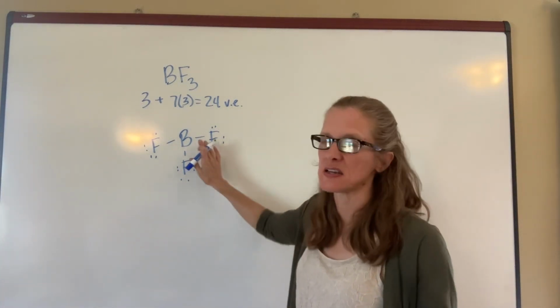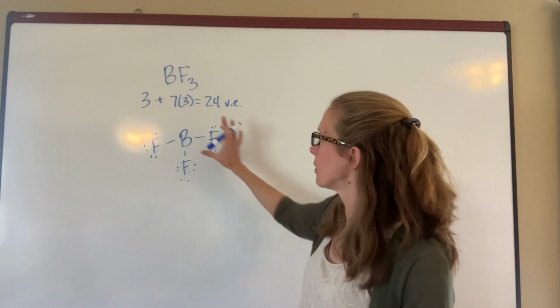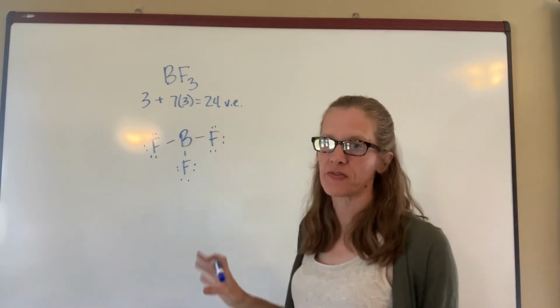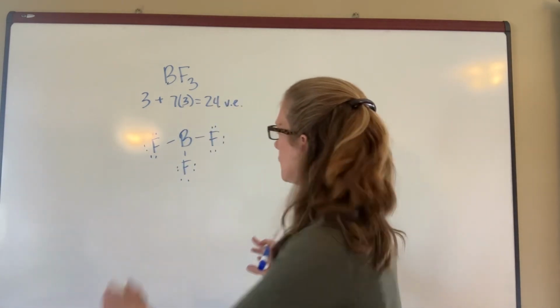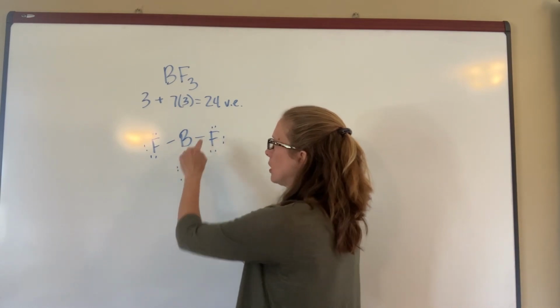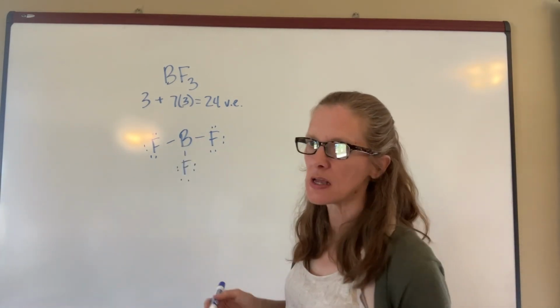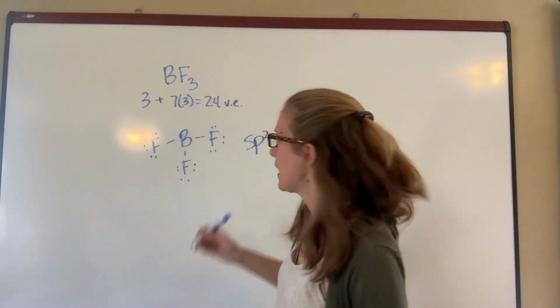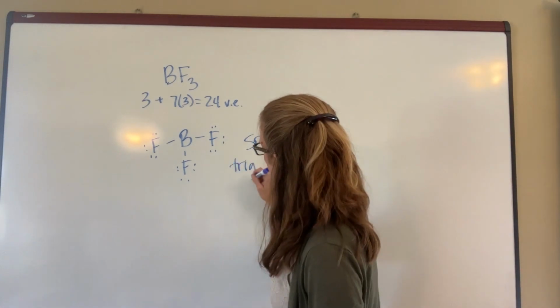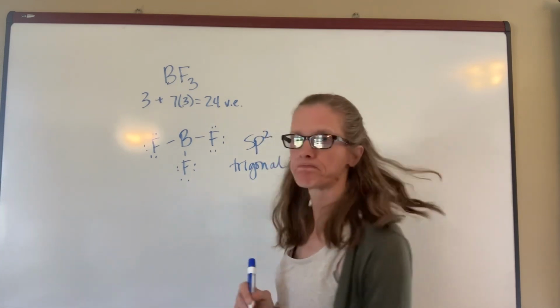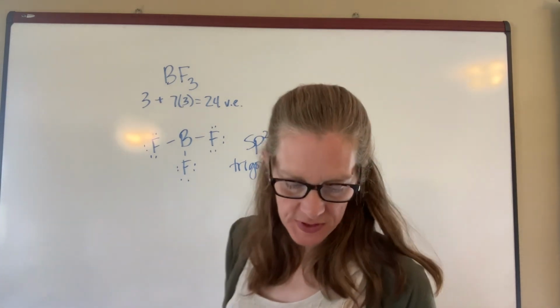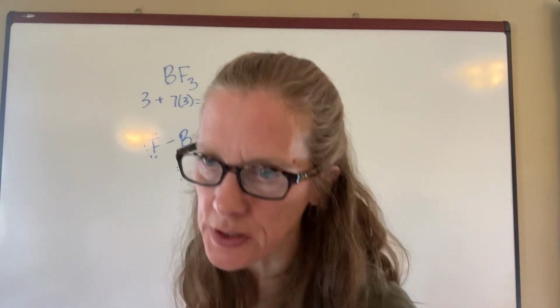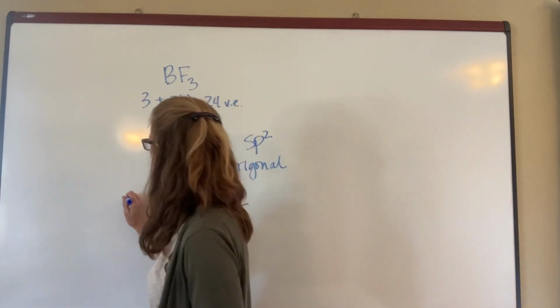Boron has 6. It's happy with that. So this is the final dot structure. If I look here, I have 1, 2, 3 items around it. That means that this is going to be sp2 hybridized, and that is going to give it a trigonal shape. Okay. The next one that he has you look at is ClF4+.